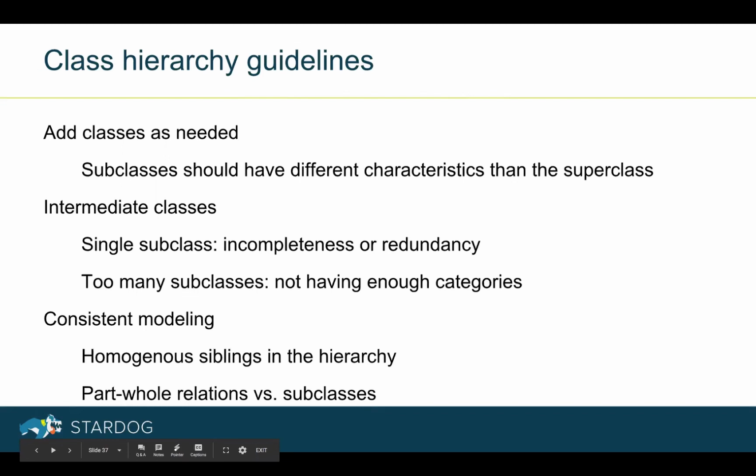An example of that being, if you had 100 different subclasses of animal, you could make mammal and insect and then group things underneath that. You want to be consistent in your modeling. The siblings should be homogeneous, as should your use of subclasses versus part-whole relations. An example of that is a family being made up of parents and children.